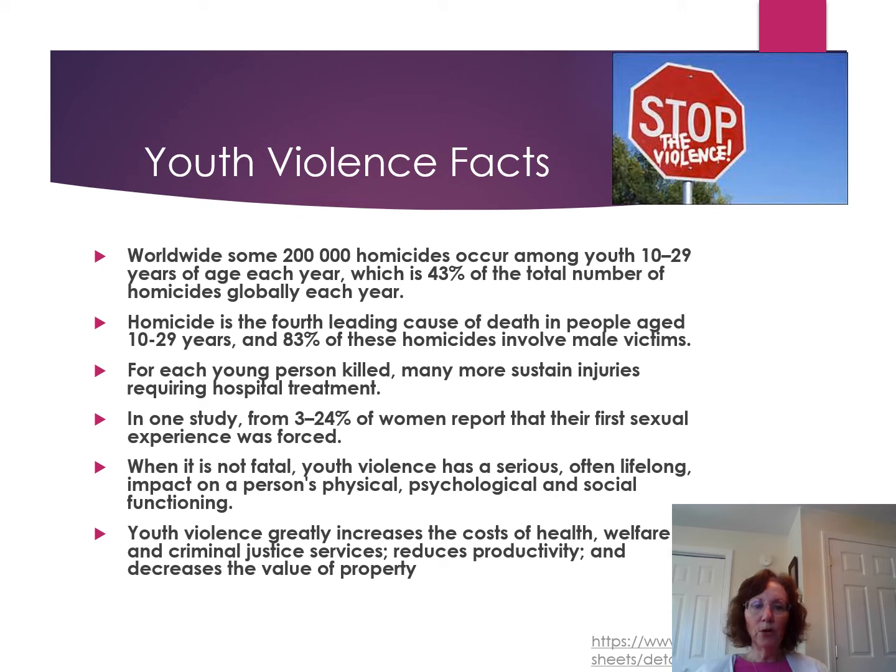Youth violence facts. Worldwide, some 200,000 homicides occur among youth ages 10 to 29 each year, 43% of the total homicides globally each year. Homicide is the fourth leading cause of death in people aged 10 to 29 years. 83% of these homicides are male victims. For each young person killed, many more sustain injuries requiring hospital treatment. In one study, 3 to 24% of women report that their first sexual experience was forced in their youth. When it is not fatal, youth violence has a serious, often lifelong impact on a person's physical, psychological, and social functioning. Youth violence greatly increases the cost of health, welfare, and criminal justice services.